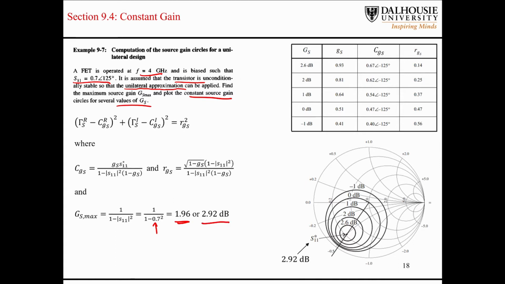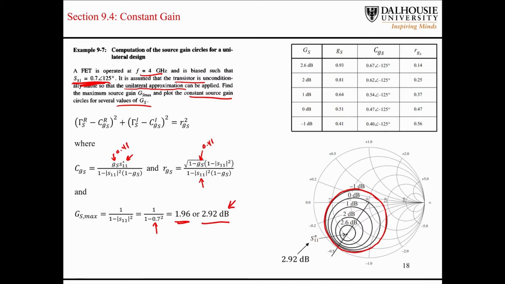Now turning our attention to this table up here, starting from the bottom, we can plot a circle corresponding to 41% of this maximum gain. Basically, we would plug in 0.41 for GS in both of these expressions. We would plug in our expression for S11, which is given up here in the problem, in both of these expressions. And we would end up with a circle that's centered at this location and has a radius of this. This would correspond to a gain of -1 dB, so that is the circle that you see here.